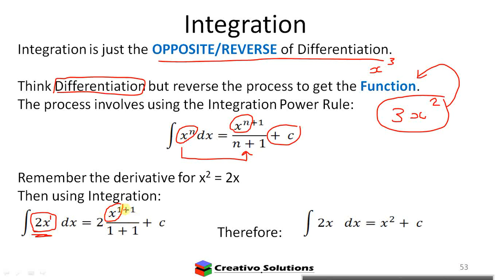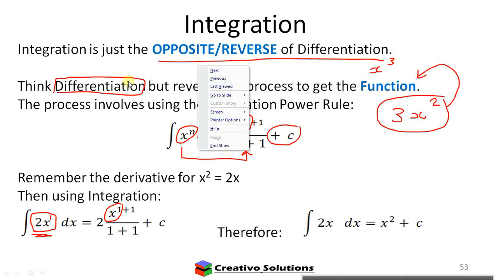And then divide by that exponent, 1 plus 1. So this denominator will always be exactly the same as this exponent. That's just how you do it. There's a rule to go from the function to the derivative, and we use differentiation. Now here's the rule to go from the derivative to the function. It's just the opposite.